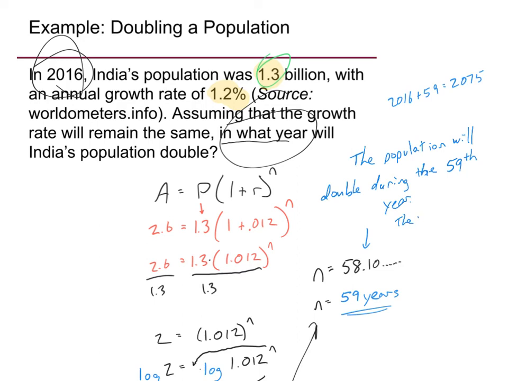The year 2075. That sounds like so far into the future. But the population of India will double in the year 2075 compared to what it was in the year 2016, just 4 years ago. So that's how we use exponential functions and logarithms to investigate this idea of exponential growth. Not linear growth, not quadratic growth, but exponential growth. It applies to bank accounts, it applies to populations of people, populations of fish, all kinds of stuff.